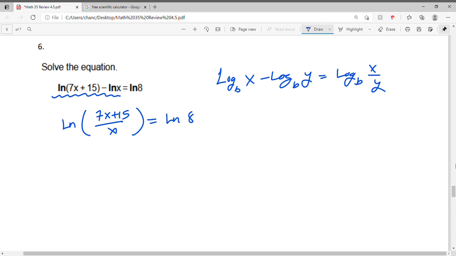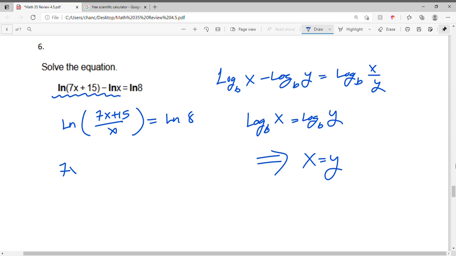Recall the formula. The log base b of x being equal to log base b of y implies x equals y if they have the same base. And in our case, they do have the same base. So I can say 7x plus 15 over x is equal to 8. I can just remove the natural logs since they have the same base.